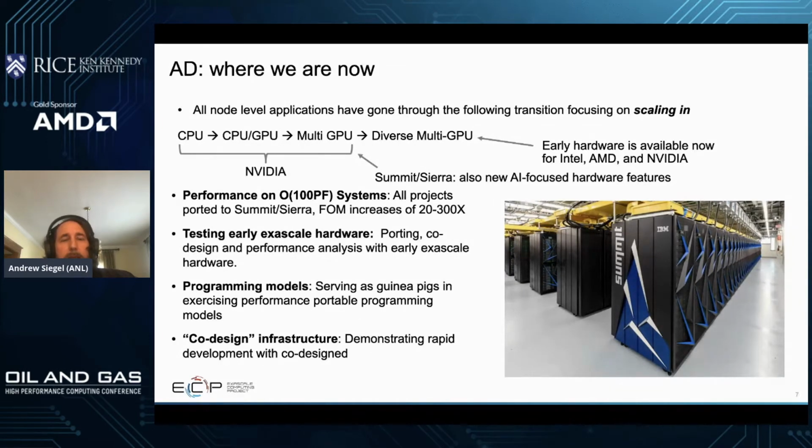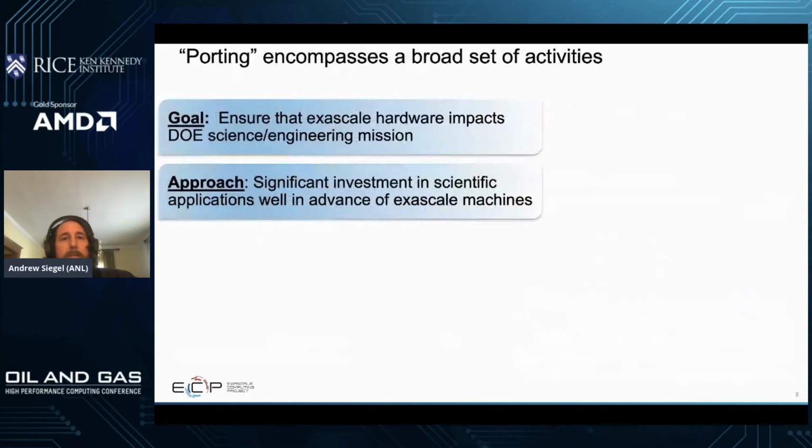Now, let me say explicitly what the AD mission is in ECP and make some general observations about porting. So our goal is very simple in AD. I'm switching to just AD in particular, and that's to ensure that the Exascale hardware impacts the DOE science and engineering mission shortly after deployment, at the point of deployment, ideally. And that requires a significant, unprecedented investment in scientific applications, as you saw, far in advance of the Exascale machines. And one thing that we learned that was a surprise to me, and that I can't emphasize enough in trying to get people to understand what's going on in the project, is that there's really a hierarchy of porting approaches that touches all aspects of simulation.